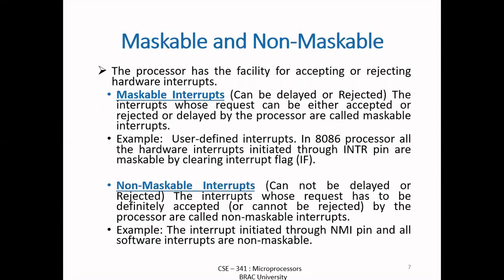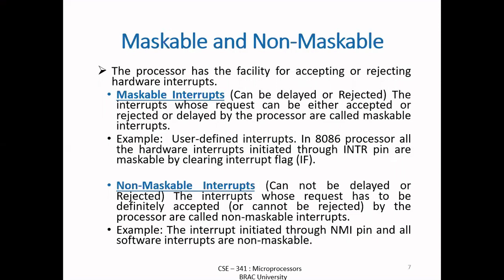In 8086, the interrupt flag, IF, can be set to 1 to unmask or enable all hardware interrupts. And the IF flag is cleared, or set to 0, to mask or disable hardware interrupts, except the interrupt coming into the NMI, or non-maskable interrupt pin. The interrupts whose request can be either accepted, rejected, or delayed by the processor are called maskable interrupts.